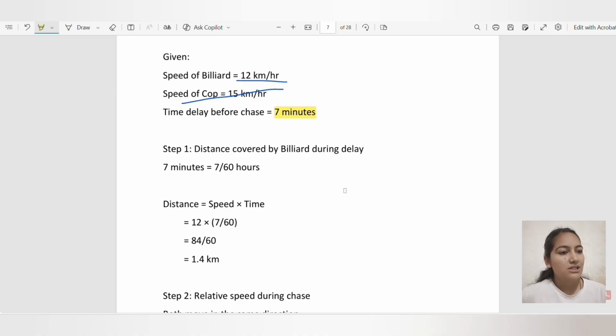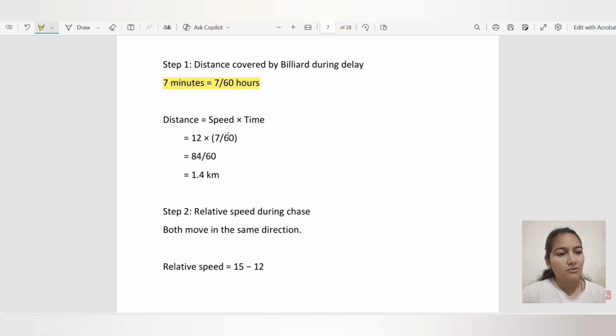Okay, now the distance covered by the billiard during this delay is speed into time. But first we have to convert this minute into hour. Okay, how to convert minute to hour? By dividing by 60. So 7 minutes is equal to 7 by 60 hours.